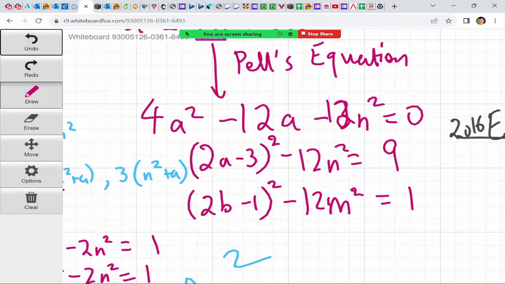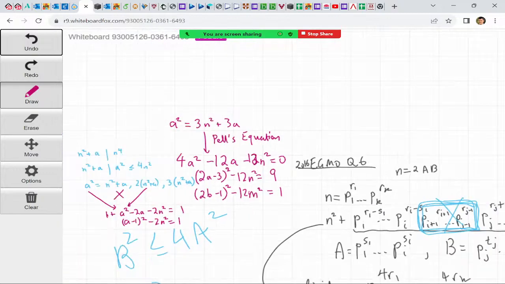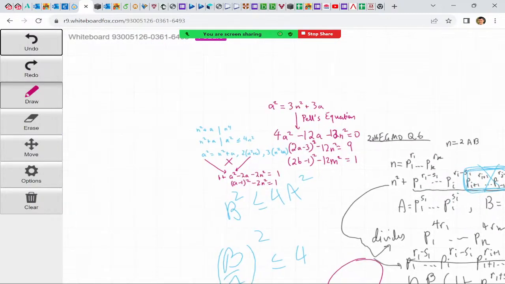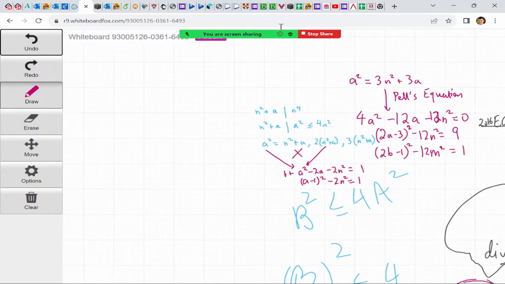Okay, so here is another approach. Let's do another approach instead of continued fractions. So let's do this.